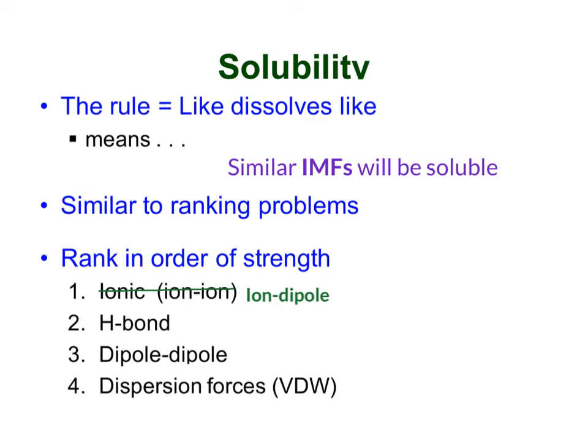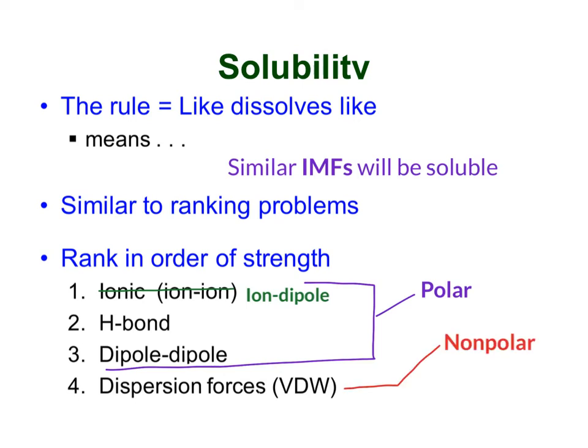So then that's a slight difference. But if you take these forces and divide them up, 1, 2, and 3 are all considered polar. So if you hear something described as a polar molecule, any of those can still be called polar. The bottom one alone is the only one that would be considered nonpolar, and that's how we'll divide them when we talk about solubility. So when we look at that, polar things are going to want to dissolve with polar things, and nonpolar things are going to dissolve with nonpolar things.